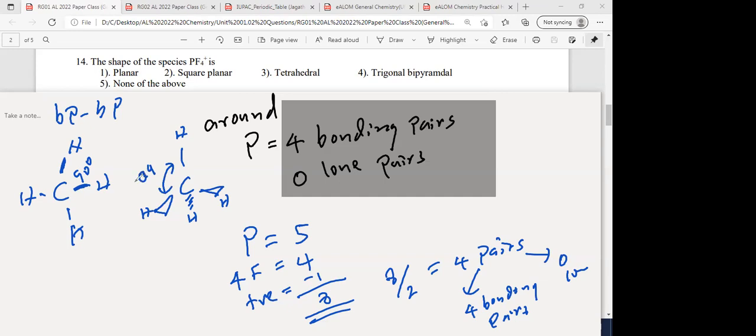At 109.5 degrees the repulsion is less than when it is 90. At 90 the repulsion is more. So when the angle is larger, the repulsion is less, and when the repulsion is less, it is more stable. When there's more repulsion, it is unstable. More energy, more repulsion or more attraction, both are unstable. When the attraction and the repulsion are balanced, that is the most stable configuration.